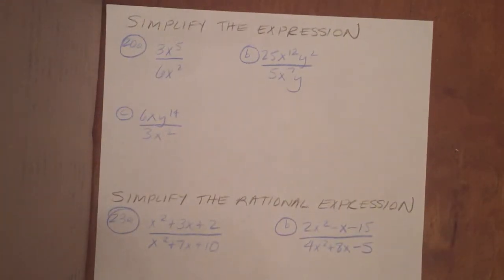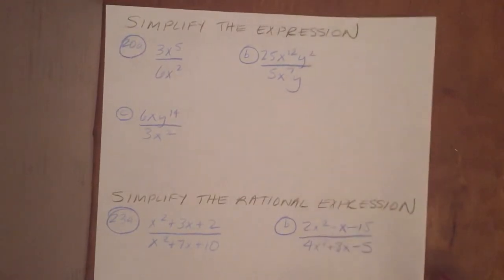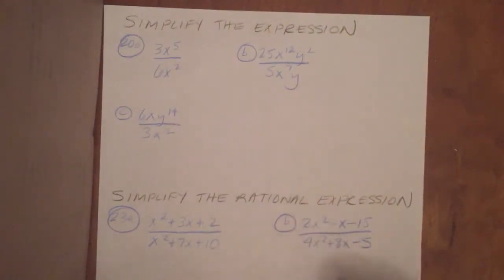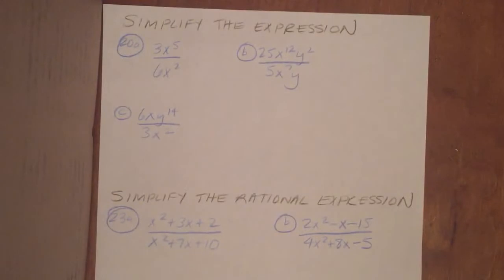This part of the review is simplifying rational expressions. So we're going to look at basic rational expressions first, and then we're going to look at a little more complicated rational expressions that contain polynomials. So let's look at simplifying these simple rational expressions.